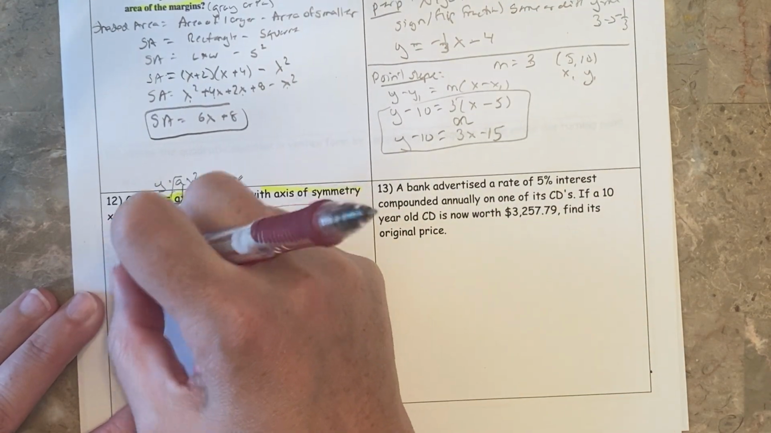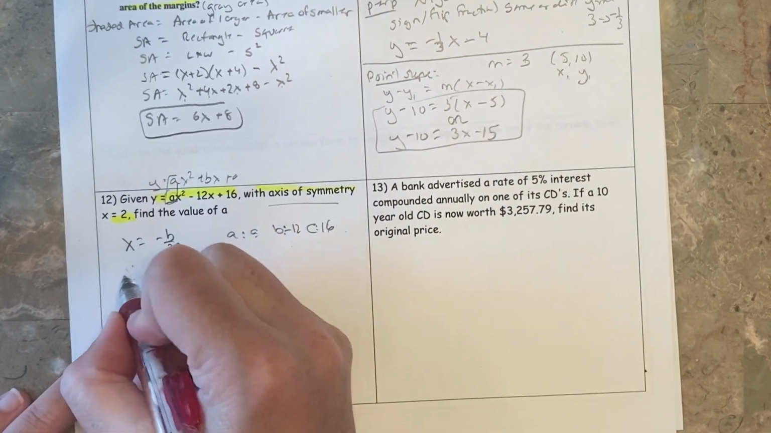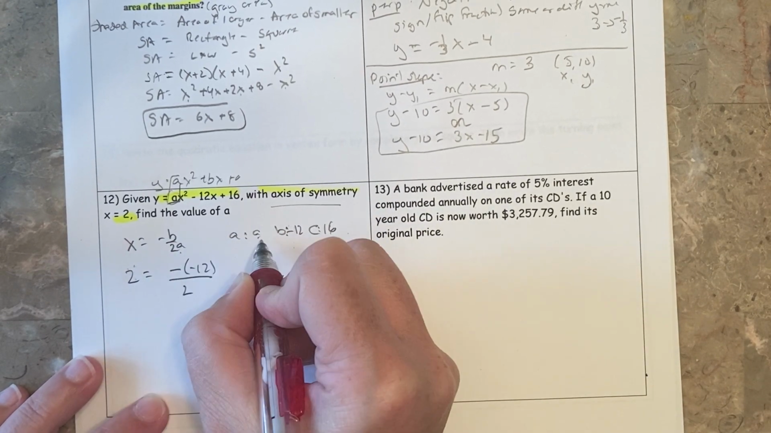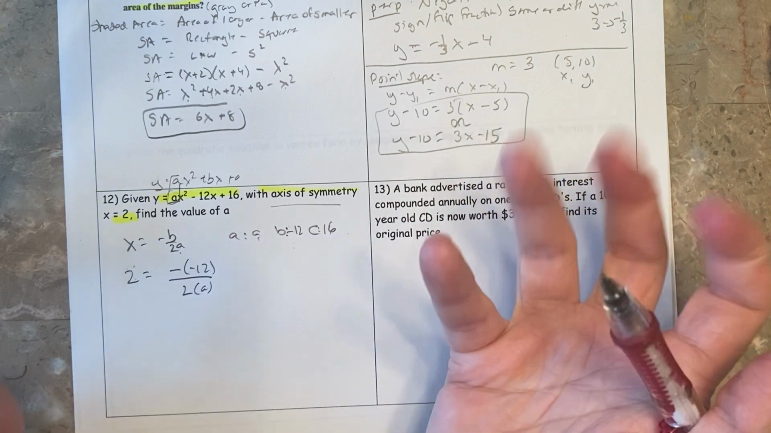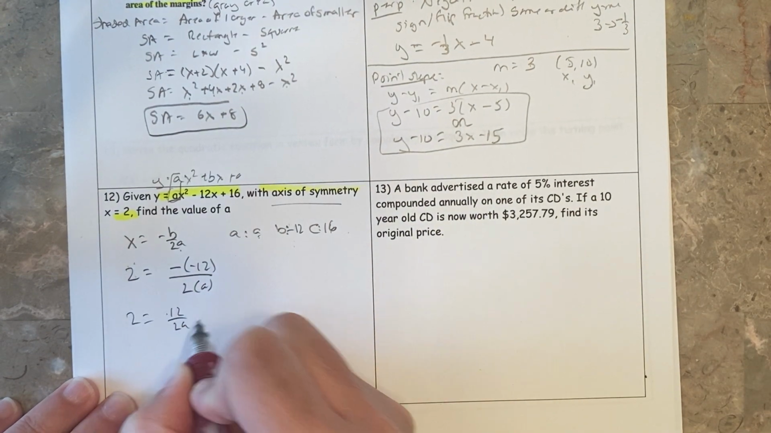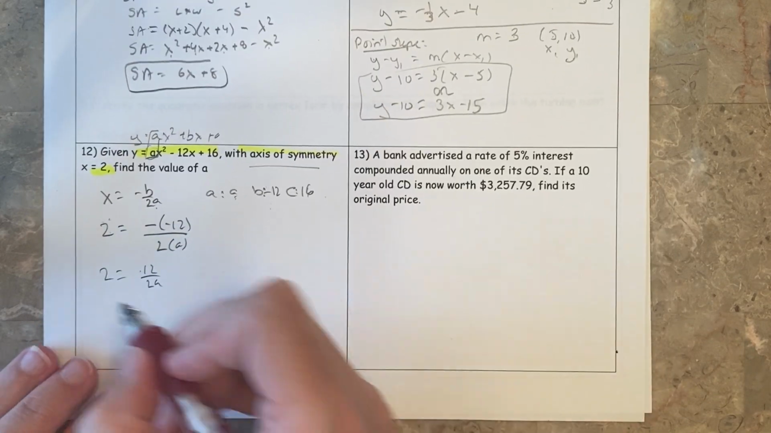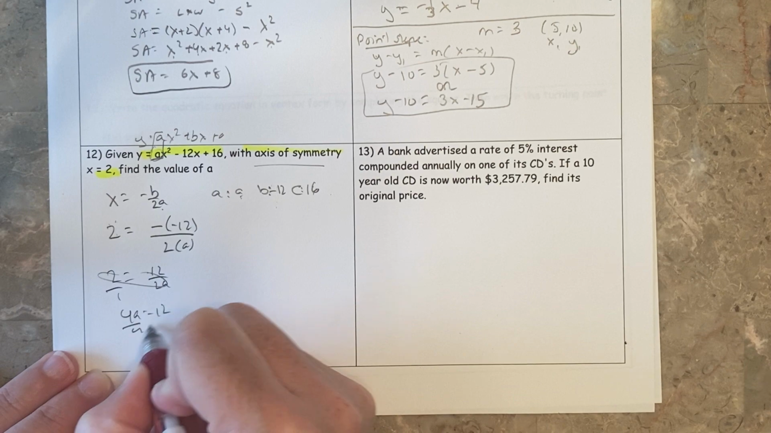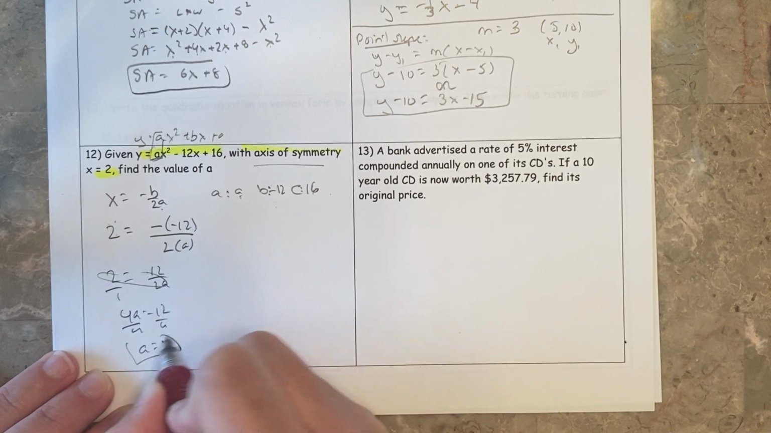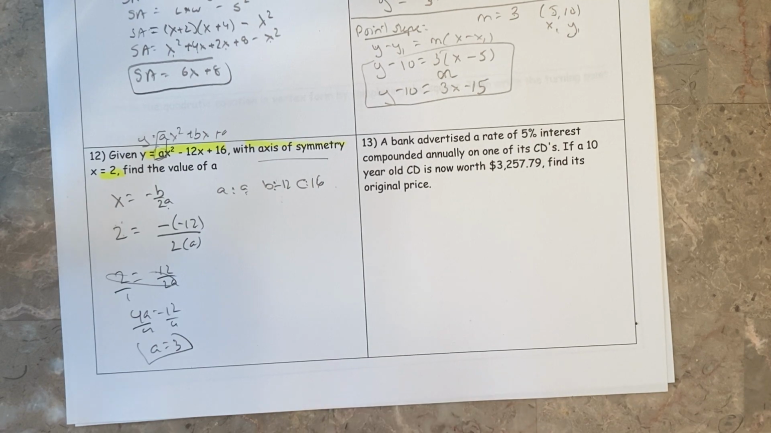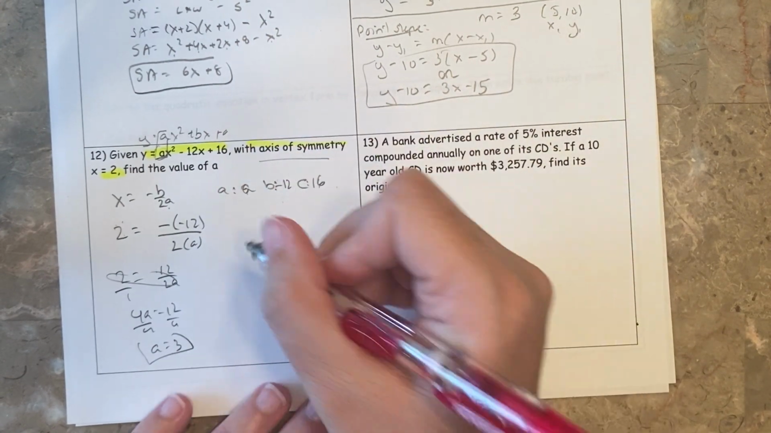We're so used to writing an x, and me too, but we can actually plug in a 2. So it's the negative of negative 12 over 2 times what was a? a was a. So let's simplify. Negative of negative 12 is 12 over 2a. And at this point, I think the easiest thing to do is just cross multiply. So we have 4a equals 12, divided by 4, and a equals 3. So that was definitely on the trickier side. We haven't really done one like this before.